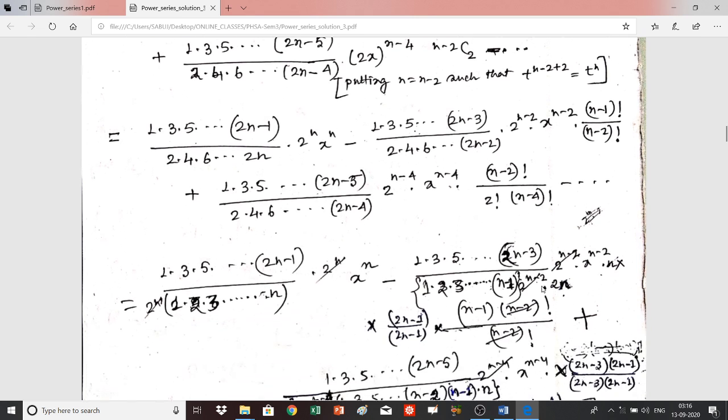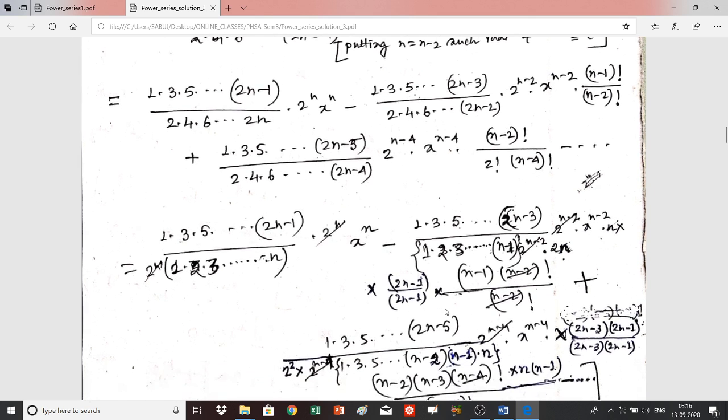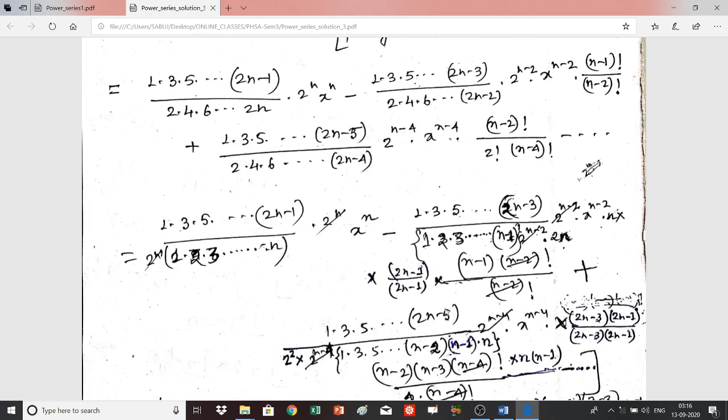So here you can understand that in this line, the two terms are just written for our simplicity. Only changes are done in these last two terms.